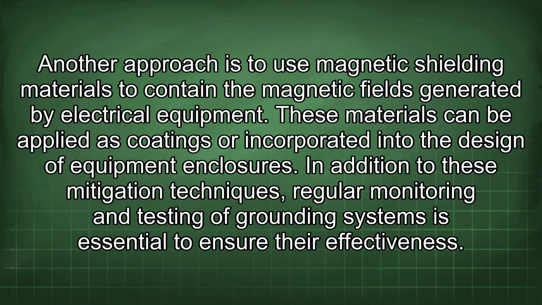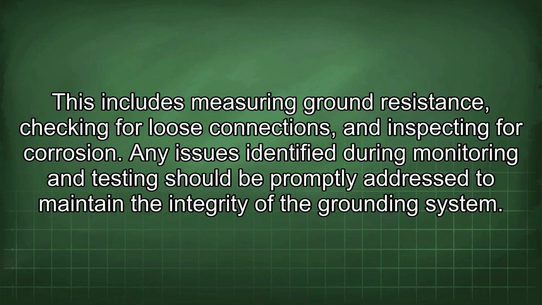In addition to these mitigation techniques, regular monitoring and testing of grounding systems is essential to ensure their effectiveness. This includes measuring ground resistance, checking for loose connections, and inspecting for corrosion. Any issues identified during monitoring and testing should be promptly addressed to maintain the integrity of the grounding system.